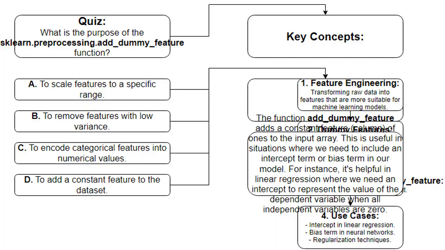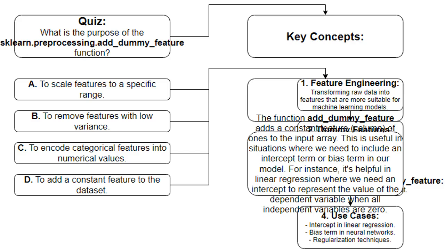What is the purpose of the sklearn.preprocessing.add_dummy_feature function? To scale features to a specific range. To remove features with low variance. To encode categorical features into numerical values. To add a constant feature to the dataset.